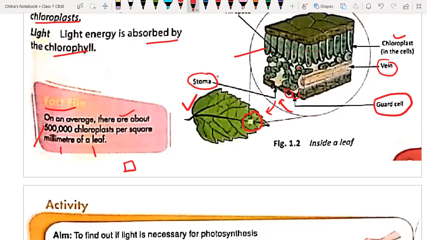Understood, everyone? This is the millimeter area, mm, millimeter. So here is 1 millimeter. That particular area contains 5 lakh chloroplasts. Okay everyone, this is the fact.